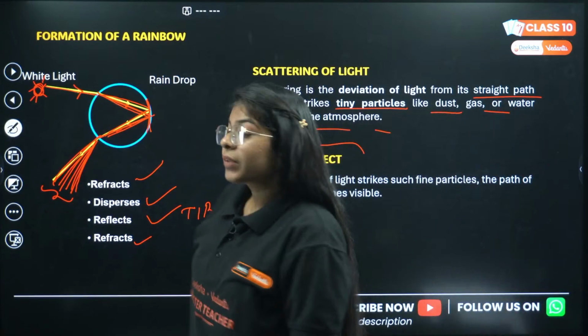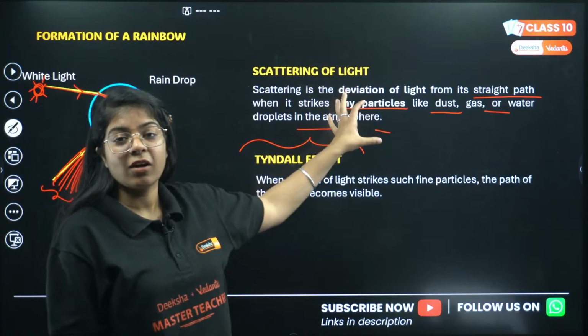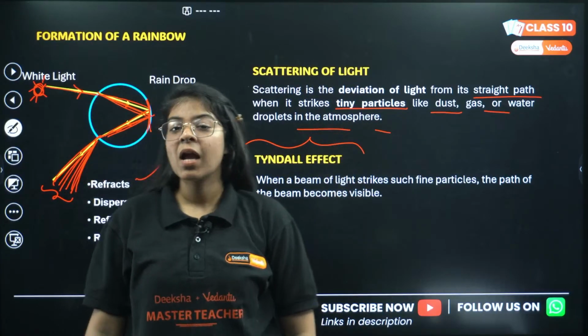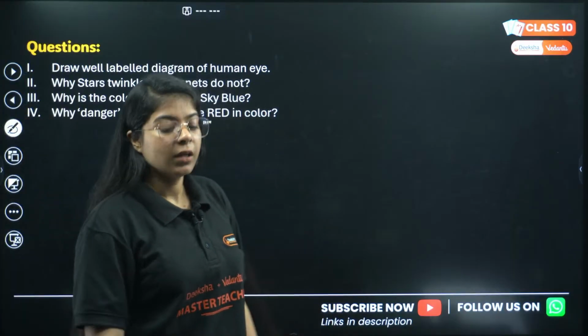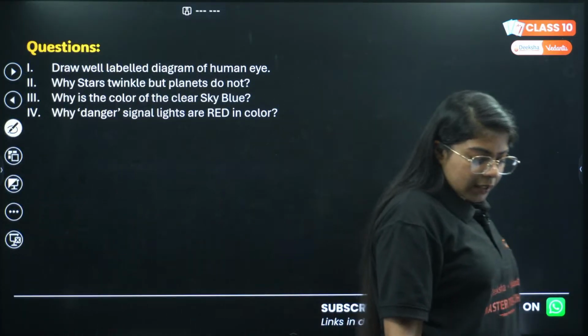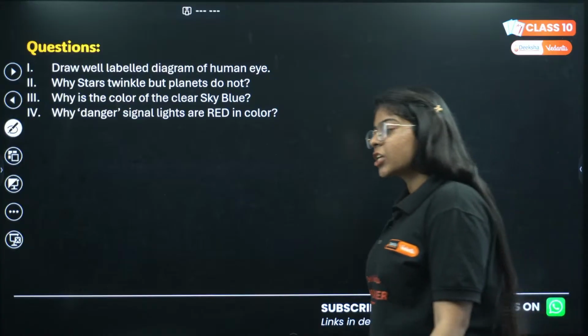Ignoring that, that is what scattering of light and the Tyndall effect is. Now, this is where our chapter ends. What chapter? Human eye. The human eye is a very important chapter.